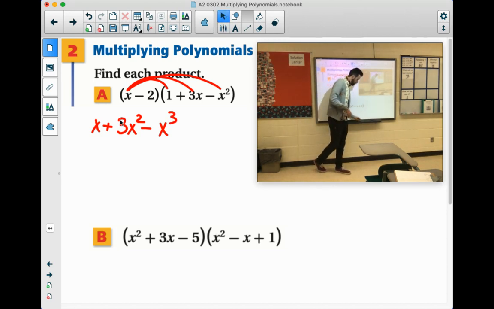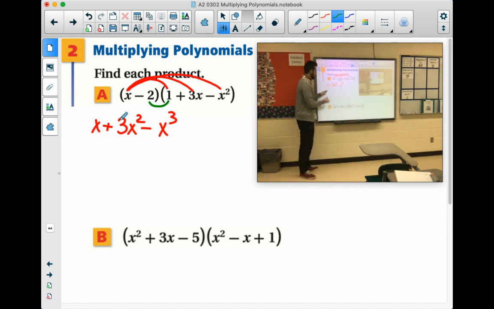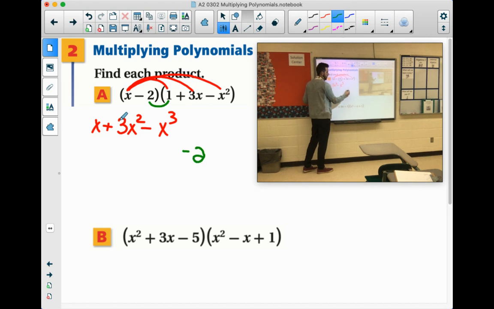So one method that I like is I would prefer to have it in standard form from the get-go, but that's fine. But I like to stack them on top of each other with their like terms. So when I do -2 times 1, which gives me -2, there are no like terms here. So I'm just going to kind of give it its own column. And then if I do -2 times 3x, that would be -6x. So I'm going to put that with my other x's.